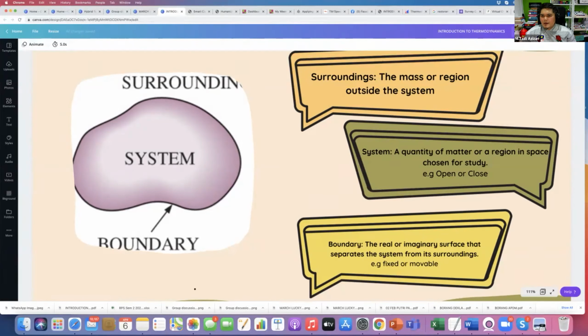But you cannot see the boundary, okay? You have to define the boundary yourself. To what extent do you want to see? For example, maybe the tip of the flame becomes your boundary. You cannot see that boundary, but you can define it as your imaginary boundary. The boundary is something that separates the system from its surrounding. It can be fixed, and it can also be movable.